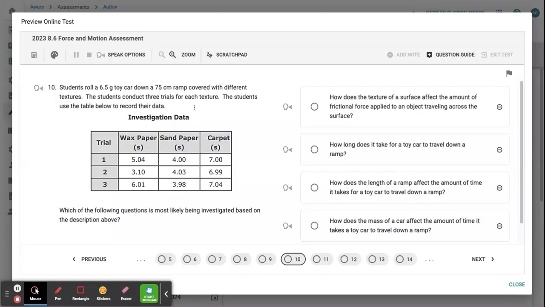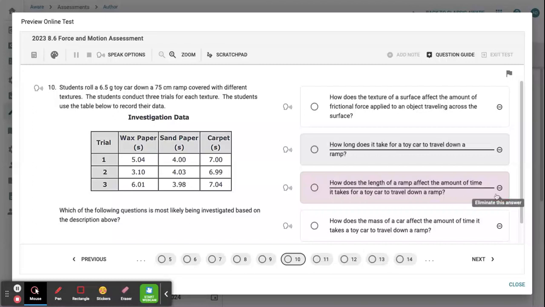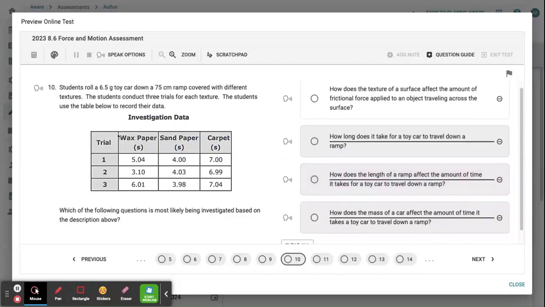So I'm changing the different textures. So I know that's going to give me a hint. How does the texture of a surface affect the amount of frictional force applied to an object traveling across the surface? Well, that talks about the texture, so I'm going to keep that one. How long does it take? Well, that's not what we're trying to figure out. How does the length of the ramp? No, the length of the ramp stayed the same. How does the mass? Well, no, because all the masses were the same. So my answer should have been this. What I was changing, and we only change one thing in a good science experiment, was the textures.